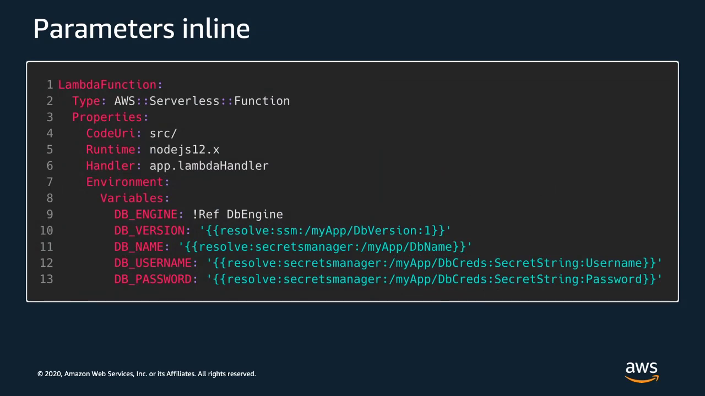So a couple of examples. On line 9 here, I'm referencing that DB engine. So I can just say, hey, whatever you passed in is the DB engine, or whatever was set as the parameter. But I can also use inline resolvers to Secrets Manager or SSM. This just gives an idea of how to do that. And if this doesn't make a lot of sense, we only have an hour, and this is 5 hours of stuff to explain.